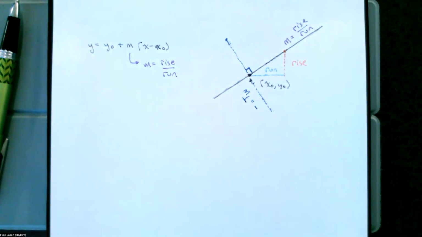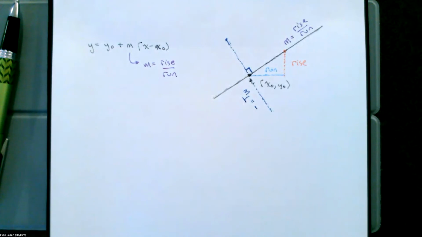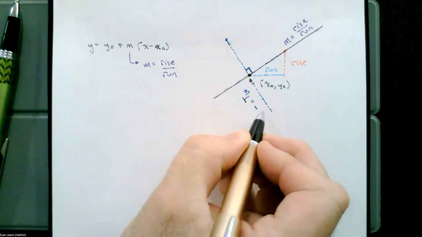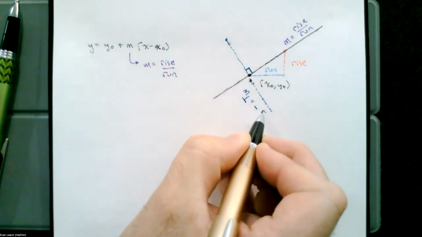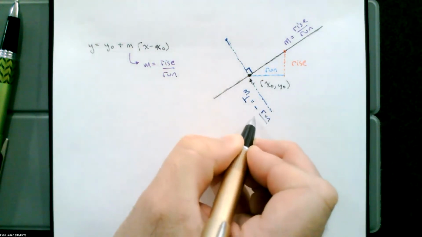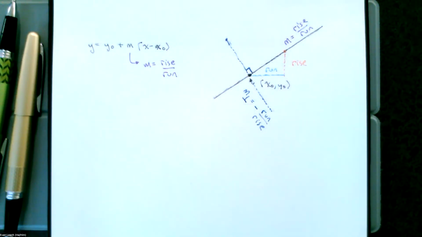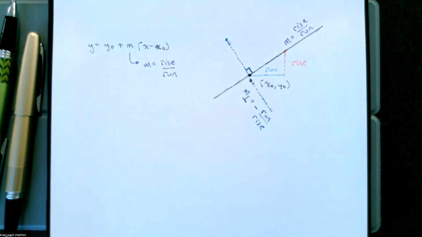Flip it over. We make a reciprocal. It's opposites and reciprocal. So it's minus the run over the rise. So the perpendicular slope is the opposite of the reciprocal of our original slope.